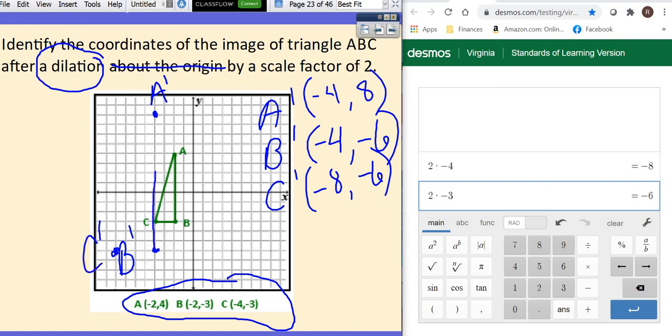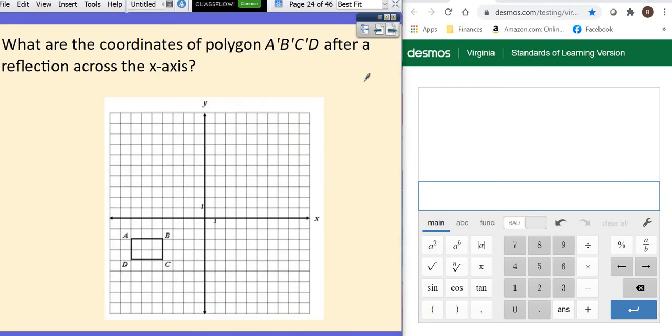And of course, you wouldn't have to do this, but I'm just going to connect it so you can see that it definitely got bigger. Alrighty, so dilation, put that scale factor and then times in your calculator twice for your x and y values.